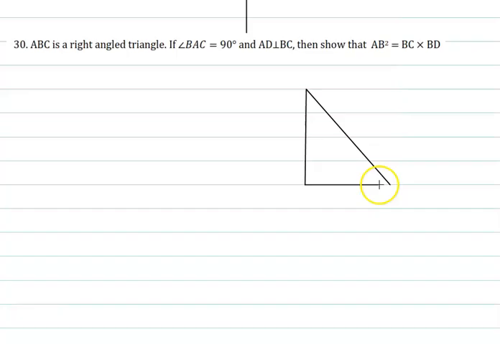So this is the right angle triangle ABC. Here BAC is 90, A is 90. So I am going to consider a right angle triangle in which A is 90. They have drawn AD perpendicular to BC.